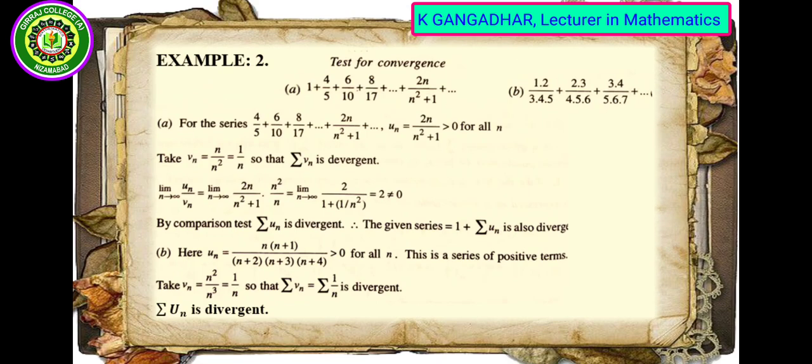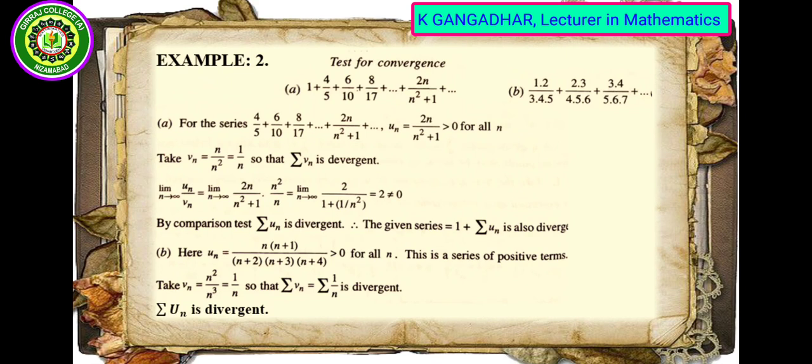In the next problem, test for the convergence of both series. The first is 1 plus 4 by 5 plus 6 by 10 plus and so on, with nth term 2n by n square plus 1. Another one: 1 into 2 by 3 into 4 into 5 plus 2 into 3 by 4 into 5 into 6 plus 3 into 4 by 5 into 6 into 7 plus and so on.